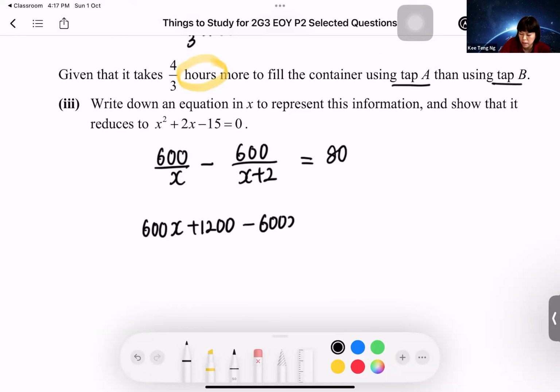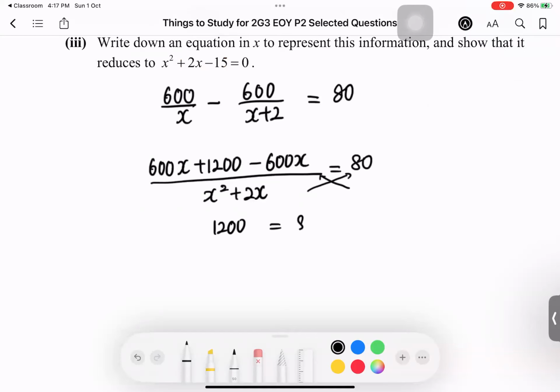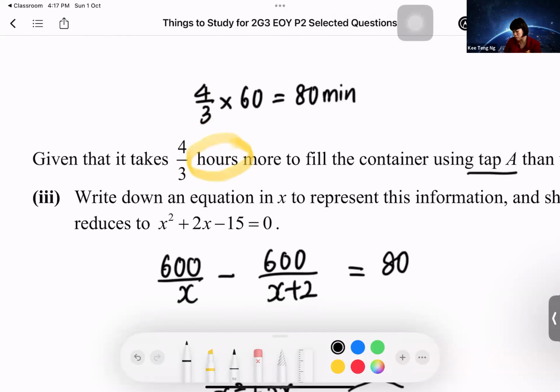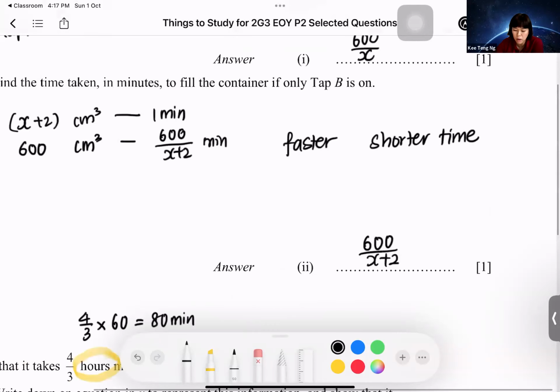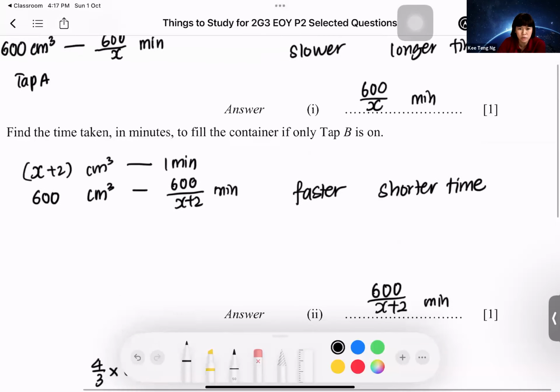Minus 600x. I'm going to expand my new denominator because I'm going to cross multiply later. And I get 1200 over, this one I cross multiply. Jill, where do you get 80 from? There, 4 over 3. I changed everything to minutes. Oh, okay. Yes, because all the units here are in minutes, right? This one is in minutes, this one is also minutes, so I changed everything to minutes.